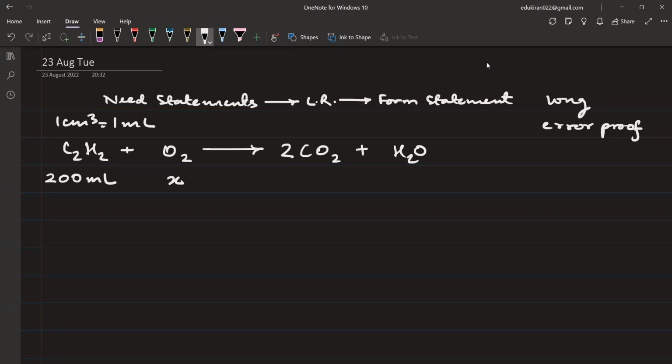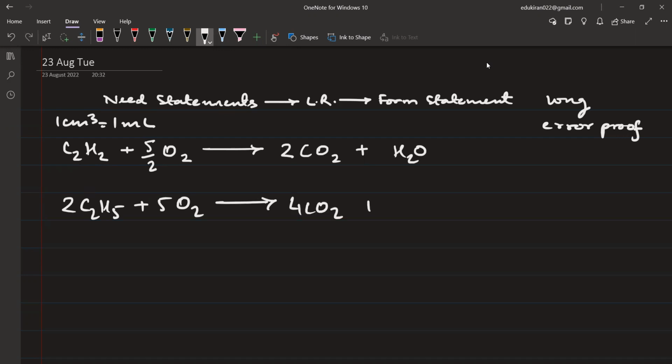So I think we need to balance it actually. We have C2H2, and we have here 4 oxygens, and here we have 5 oxygen atoms. So I can write this as 5 by 2. Once I have written 5 by 2, I can then multiply by 2: 2 C2H2 plus 5 O2 is going to give me 4 CO2 plus 2 H2O. Is this balanced?